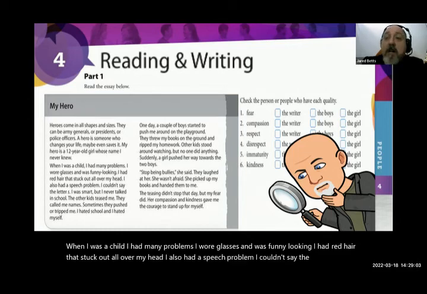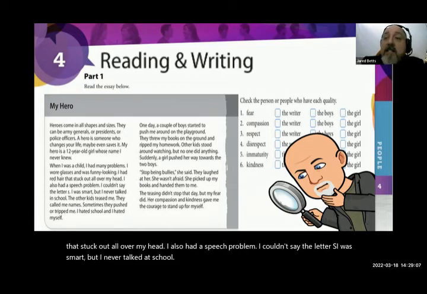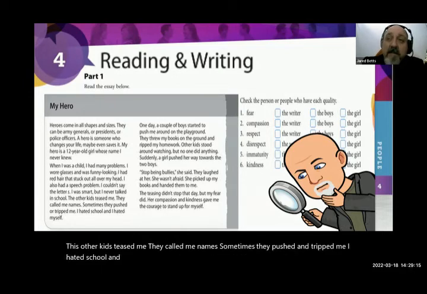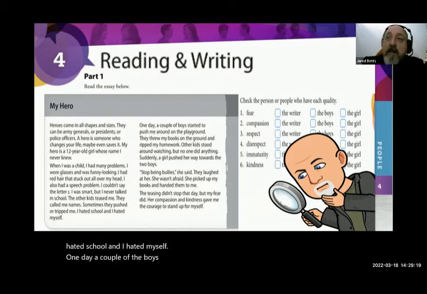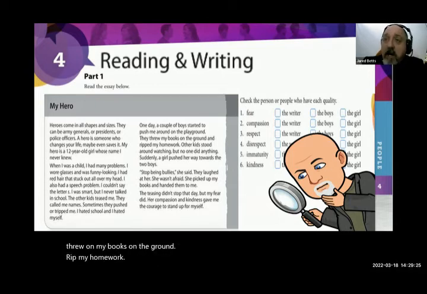I was smart, but I never talked at school. The other kids teased me. They called me names. Sometimes they pushed and tripped me. I hated school. I hated myself. One day, a couple of the boys started to push me around on the playground, and they threw my books on the ground and ripped my homework. Other kids stood around watching, but no one did anything.